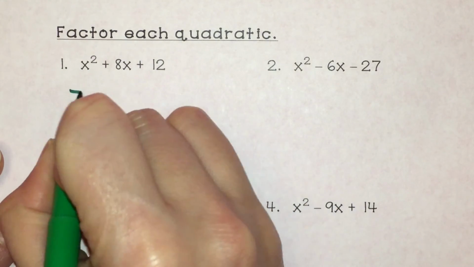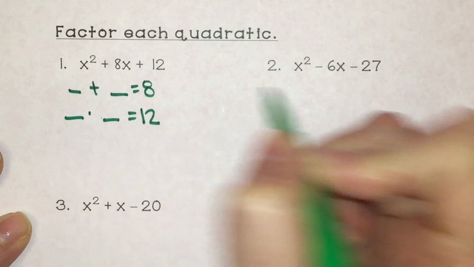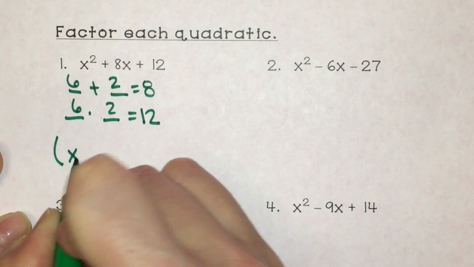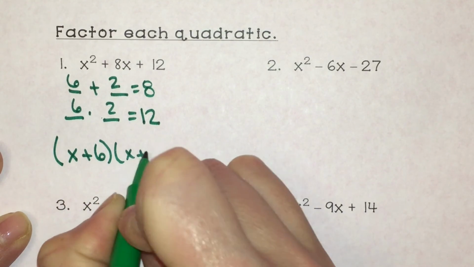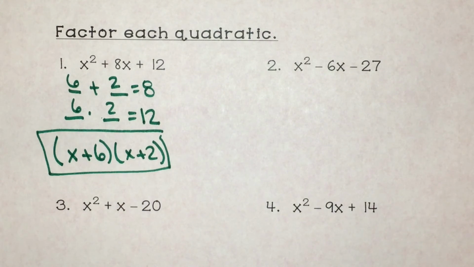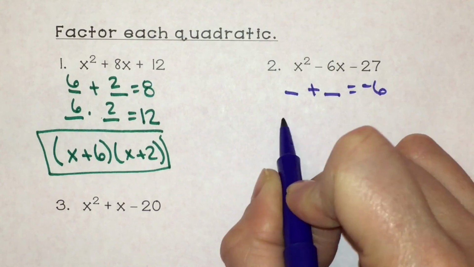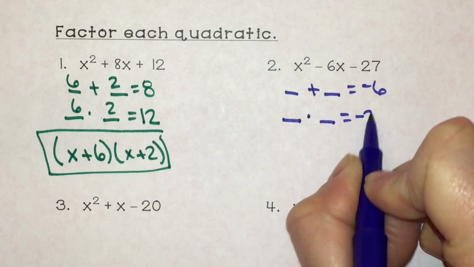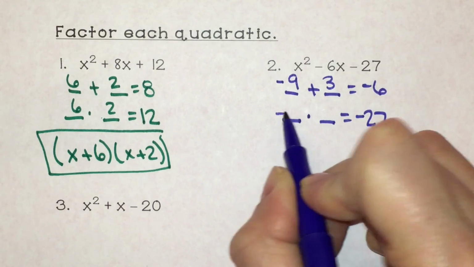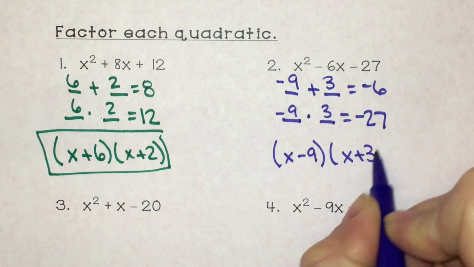All right, so this one, what do we add together to equal 8, multiply together to equal 12? In this one, it's positive 6 and positive 2. So x plus 6 times x plus 2. All right, next one, we have to figure out what we add together to equal negative 6, multiply together to equal negative 27. All right, so this one is negative 9 and positive 3. So x minus 9 times x plus 3.